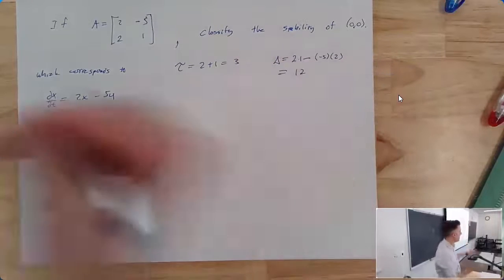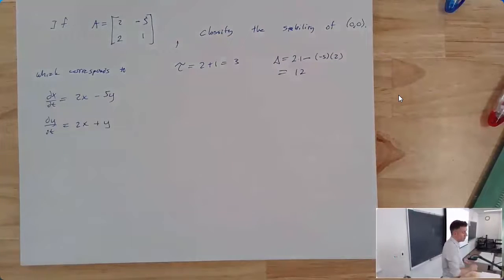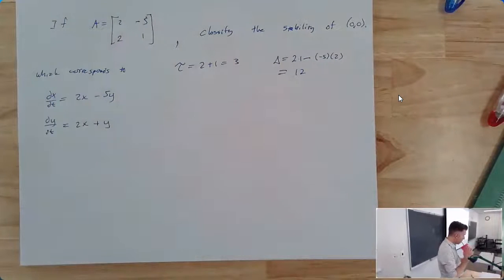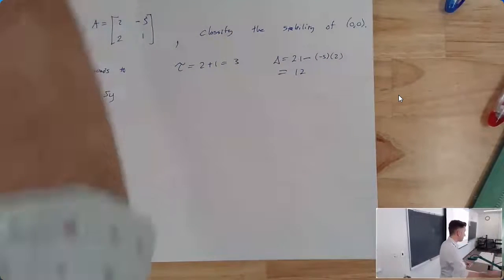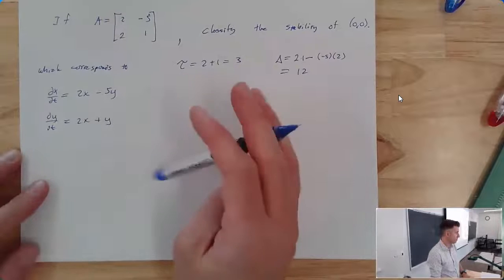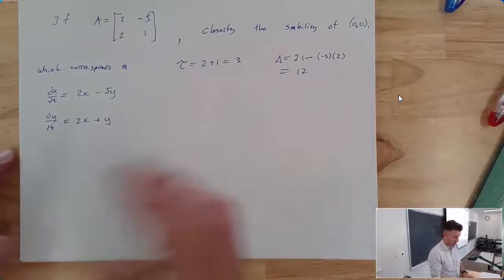Oh, bummer. If it had been negative, I would have had a saddle. I do want to encourage you to take that to heart: if your determinant is negative, saddle all the way. Kind of great. I'll say more about that in a second.